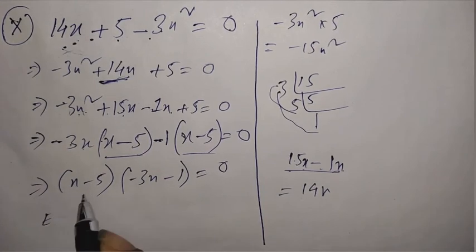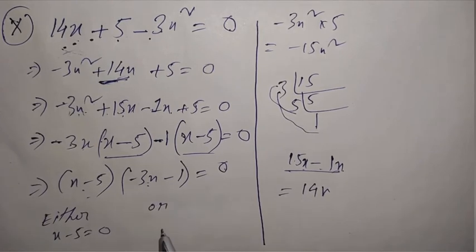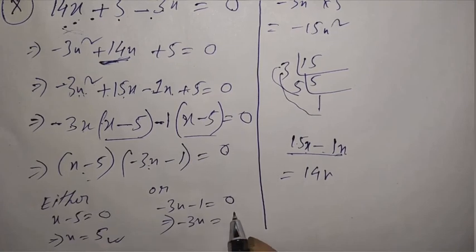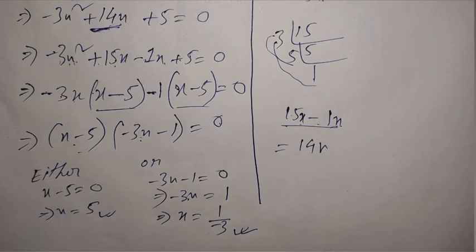Now either of the two will be equal to 0. So either the first expression x minus 5 will be equal to 0, or the second expression minus 3x minus 1 equal to 0. Here x equals minus 5 goes that side, becomes plus 5. And for the second expression, minus 1 goes that side, plus 1, and x equals 1 over minus 3, and 3 goes down because it is multiplied here. We get the two answers.